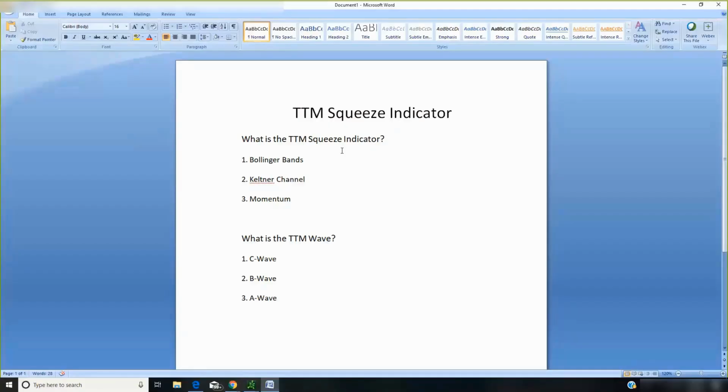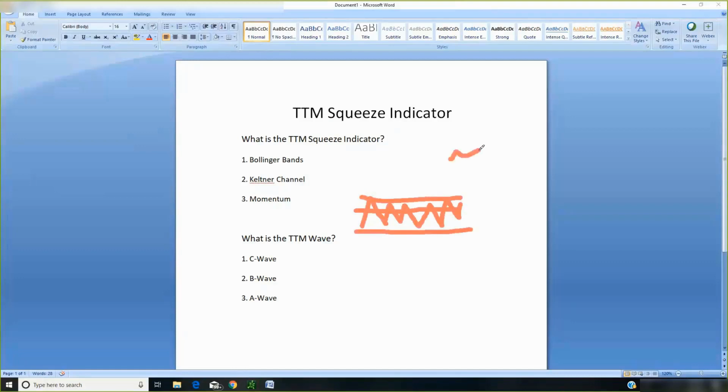The TTM squeeze indicator is more of a volatility indicator, and it's showing us the squeeze. Let's just take a look at the squeeze really quickly. Okay, the squeeze means that price and volatility are contracting, right? And then it's forming this low volatility environment because, again, it's going sideways.